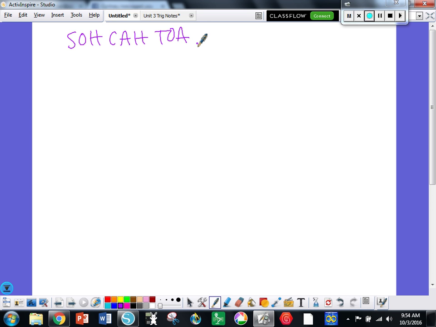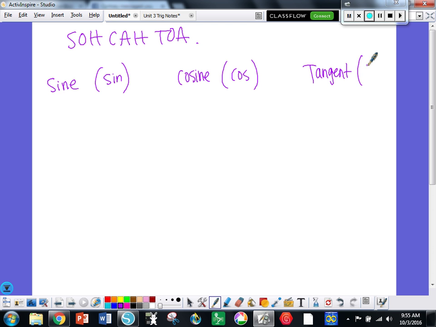So the three ratios are sine. Now the shorthand for sine is that. It's still pronounced sine. If you call it sin, I'll tell you we're not at church. It's sine. Okay? Cosine, the shorthand is that. Still pronounced cosine though. And tangent. There are a lot of different tangents in math, and also different tangents in English. This is not any of those. Tan is the shorthand, but we're still going to call it tangent.